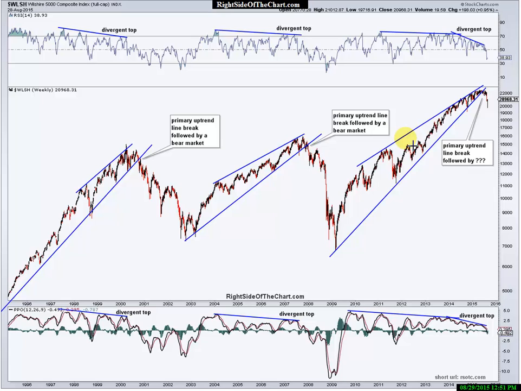So as you can see here, again, just like the S&P 500 charts, the NASDAQ, here you have these rising wedges, bull markets, and when you get those uptrend line breaks, in the past, that has been, officially, if you want to say, the kickoff of a bear market.